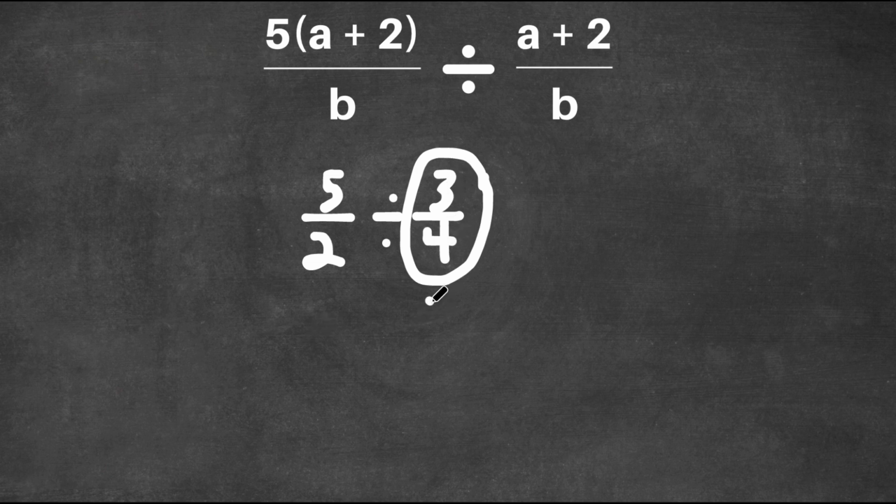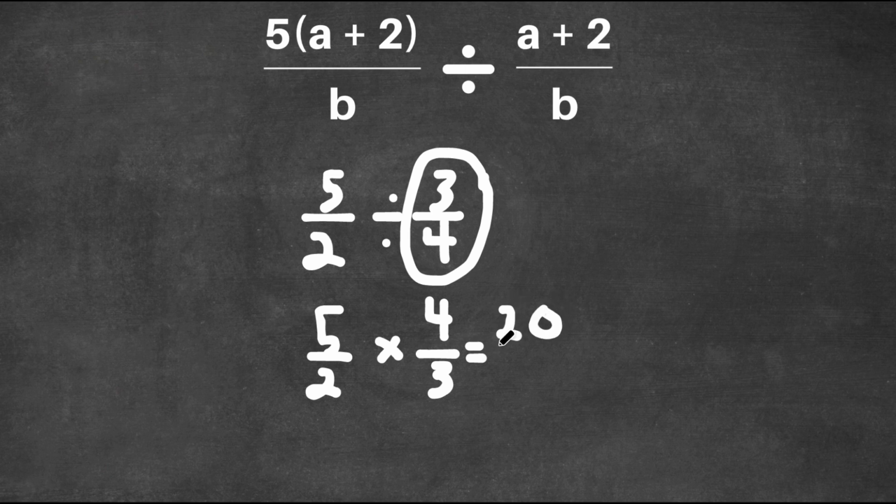So this equals 4/3. And then what we do is we change our division sign here to a multiplication sign. So 5 over 2 divided by 3/4 is 5 over 2 times 4/3. And the answer to this is 20 over 6, or also 10 over 3 simplified.